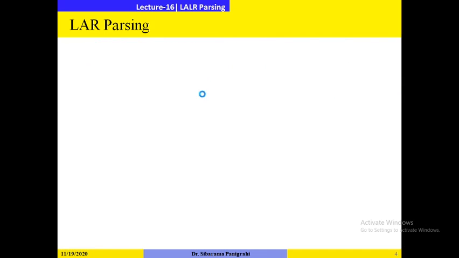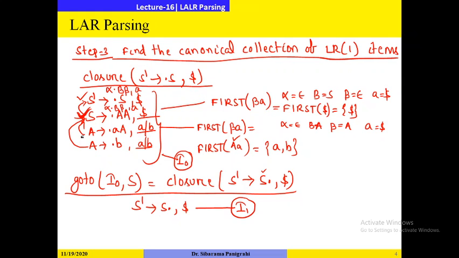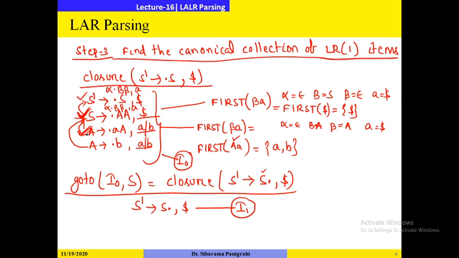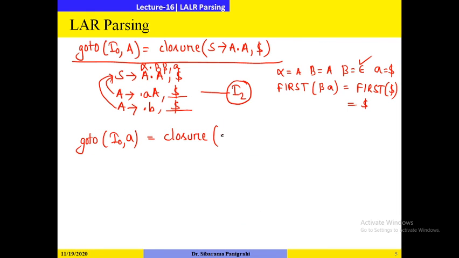Now let us go through I0. In I0, can you jump any other symbol? Yes, you see in this production you can jump the small a. So goto I0 comma small a. It's nothing but closure of this production. So you will get A gives a dot comma a or b. This you have to keep as it is.